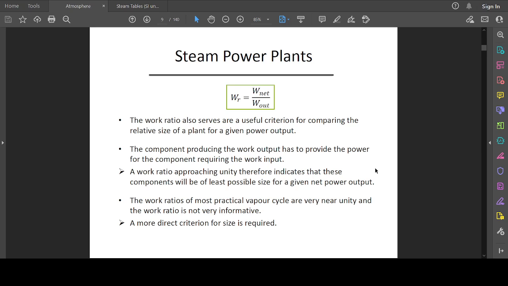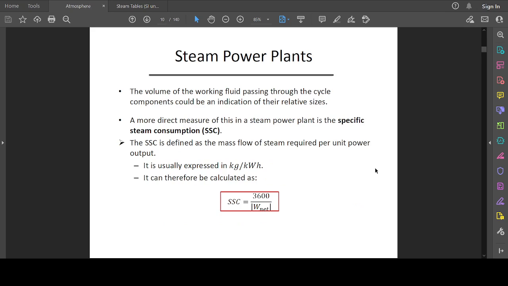So the work ratio of most practical vapor cycles is very near unity, and the work ratio is not very informative. A more direct criterion for size is required. So therefore, the volume of the working fluid passing through the cycle components could be an indication of their relative sizes. A more direct measure of this in a steam power plant is the specific steam consumption, which is SSC.